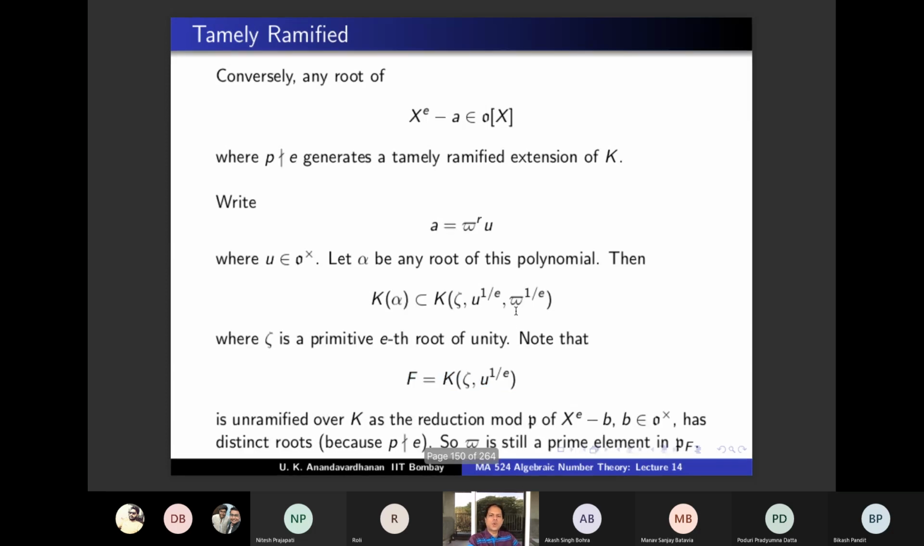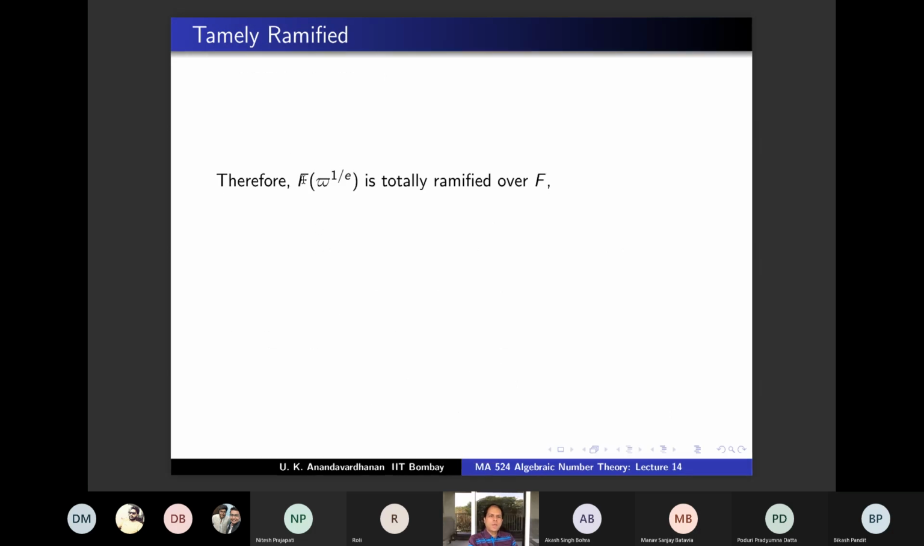That anyway you know, because that is adjoining pi power 1 by e. The crucial point is that because this is unramified, pi is still a prime element in this field also. The prime here would be pi to some power, but that power is 1. So pi remains a prime here because this is unramified. And because pi is a prime, if you adjoin pi power 1 by e, then this is totally ramified because it satisfies an Eisenstein polynomial. So this is totally ramified over F by the Eisenstein criterion, and it's also tamely ramified, as we know that p doesn't divide e. This will be totally ramified of degree e, and e is not divisible by p, therefore it is totally and tamely ramified.